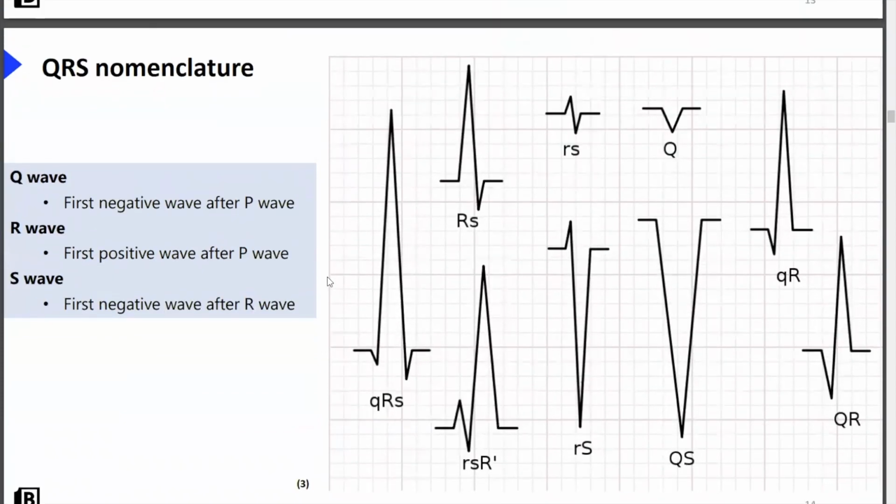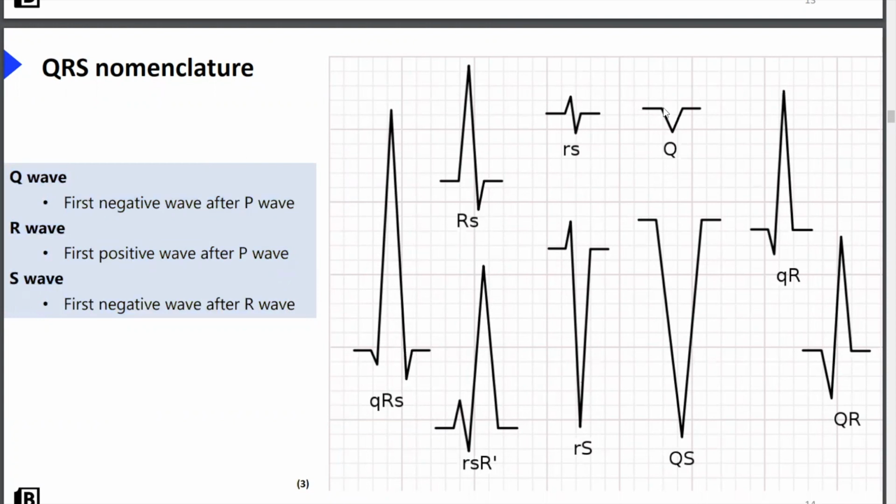So the Q wave is the first negative wave after the P wave. A Q wave is always negative. You can't have a positive Q wave, it just doesn't exist. An R wave is the first positive wave after a P wave, and the S wave is the first negative wave after the R wave. It's all written there.